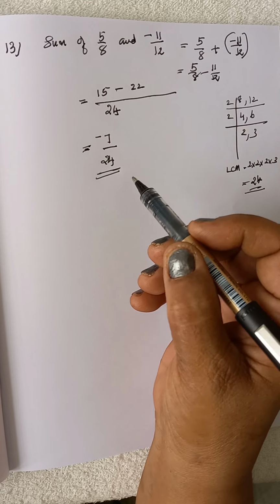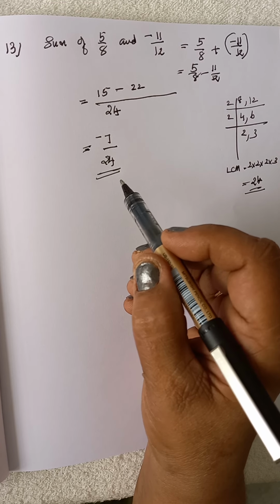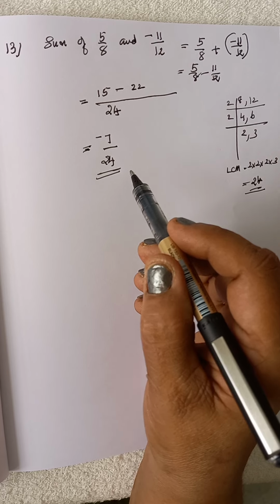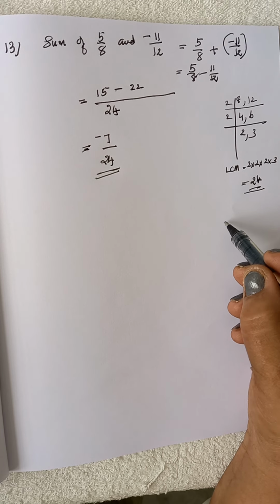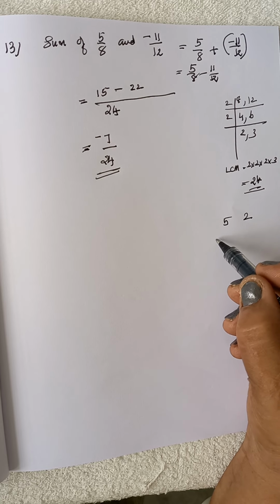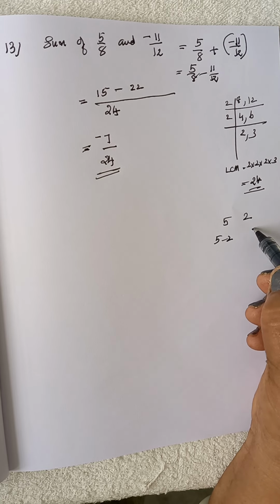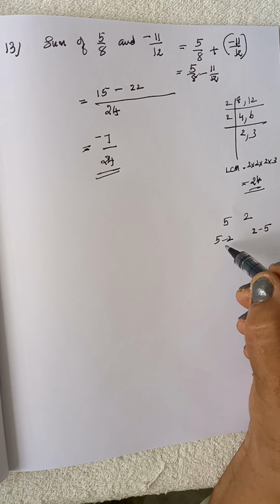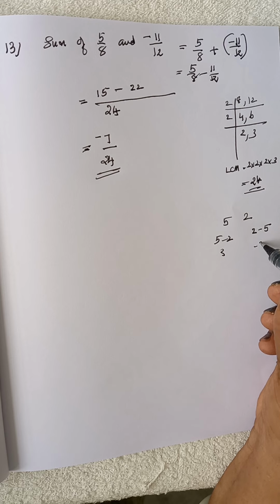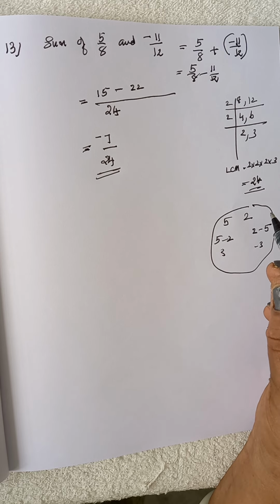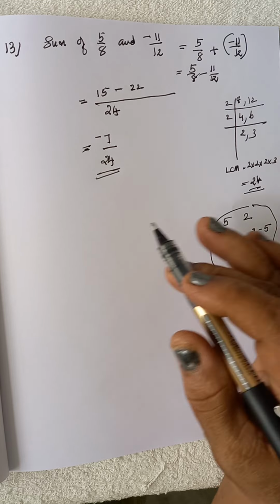Now, what is asked in the question? Divide that sum by the difference of 3 by 7 and 5 by 14. So now I am asking to find the difference of 5 and 2. We can either do it like this, 5 minus 2, or like this, 2 minus 5. Both are correct. 5 minus 2 is 3, and 2 minus 5 is minus 3. Like that, here also it is asked to find the difference of 3 by 7 and 5 by 14, so we can do it in both ways.